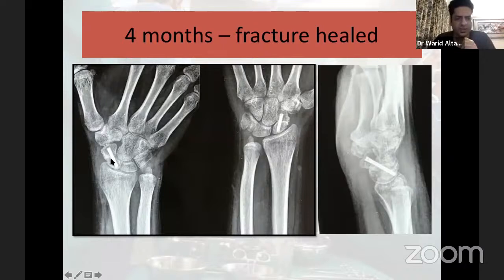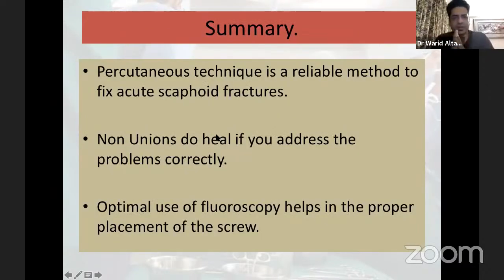You see the graft is very well incorporated and there's no radioscaphoid arthritis, and the patient is doing pretty well. So in summary, a percutaneous technique is a reliable method to fix acute scaphoid fractures. Non-unions do heal if you address the problems correctly. Sometimes you may have to do a vascular graft if you see that there is no bleeding in the proximal pole, which sometimes is an issue. An optimal use of fluoroscopy helps in the proper placement of the screw, especially in percutaneous fixation. Thank you so much.